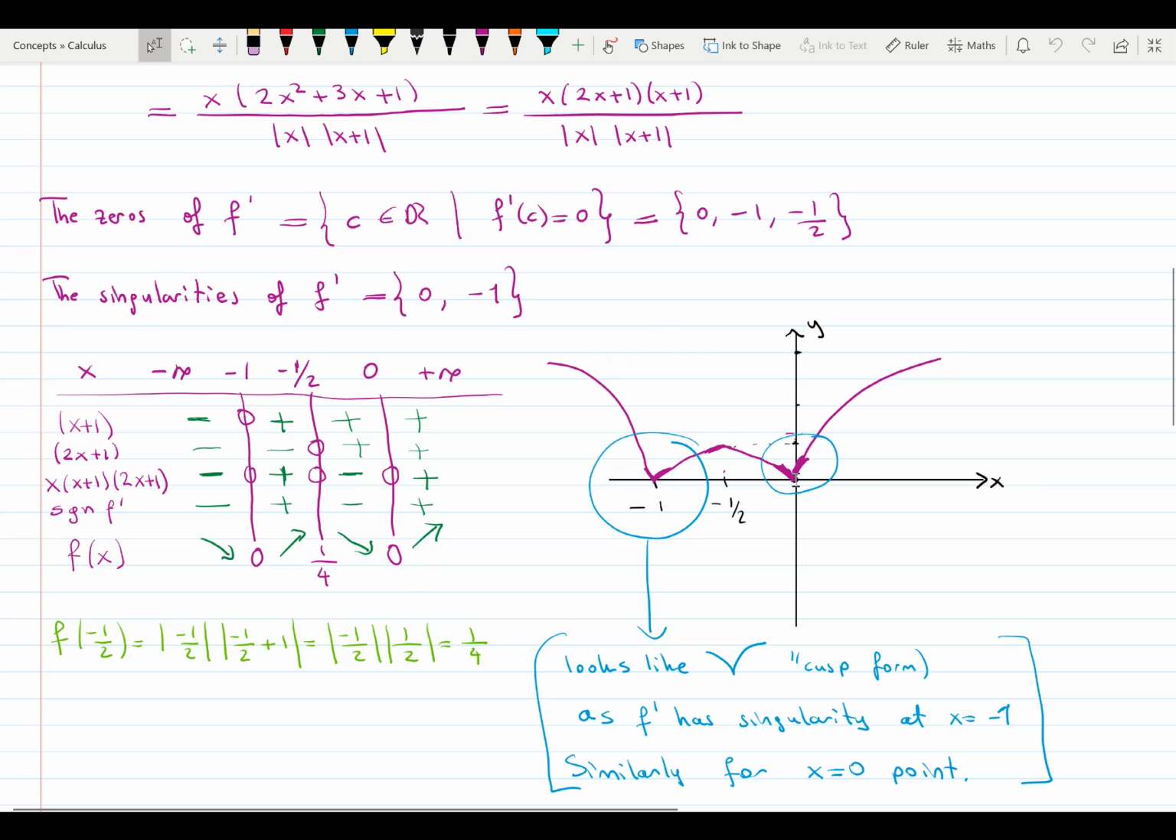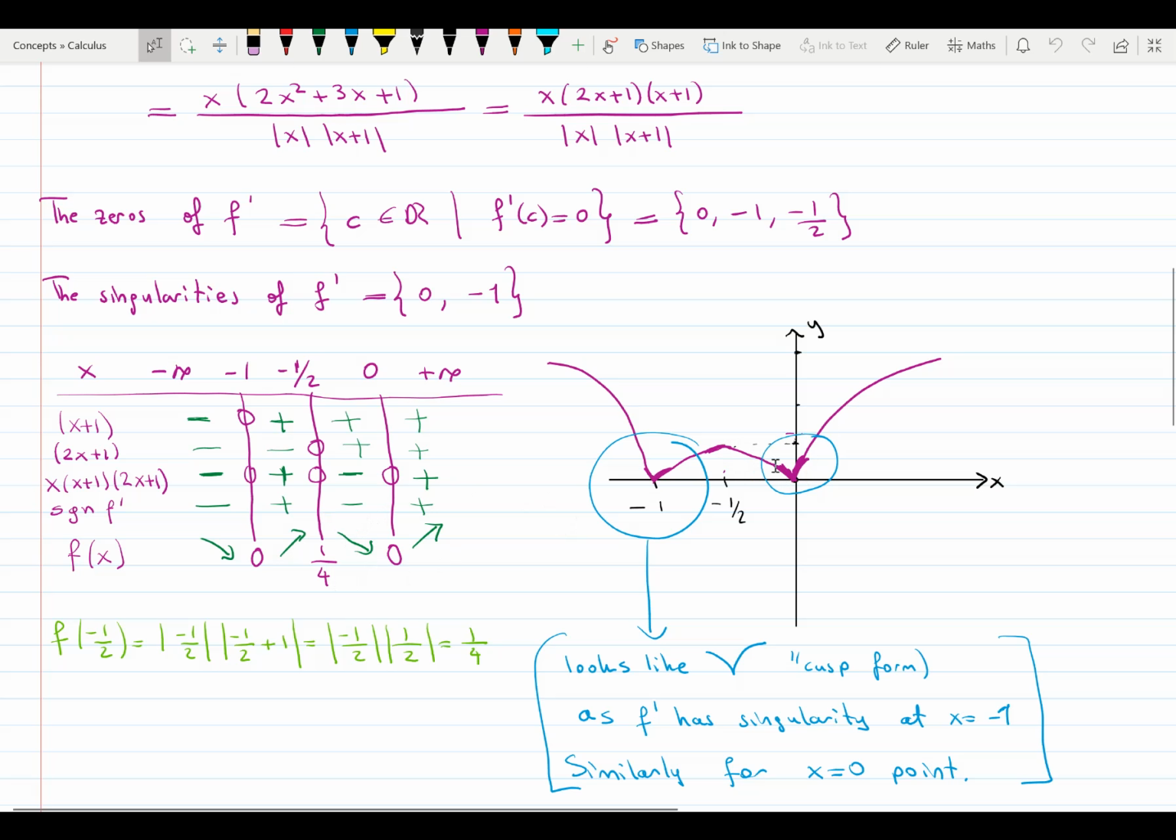Okay, now on the x-axis we have minus 1, minus 1 over 2, and 0 as the critical points. And then the function goes down to the point minus 1, 0, and then goes up to minus 1 over 2, 1 over 4. And then you go down, and that is decreasing, and then increasing.